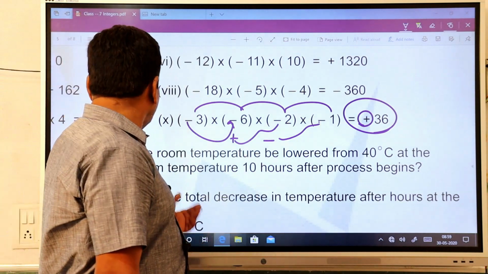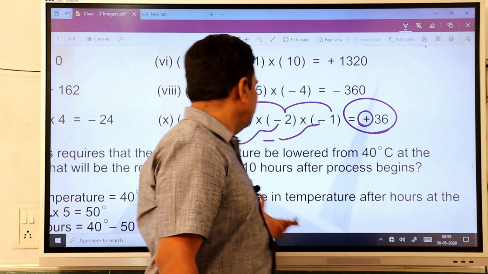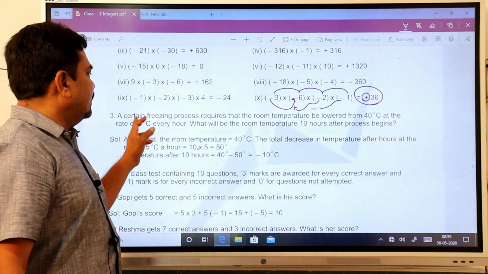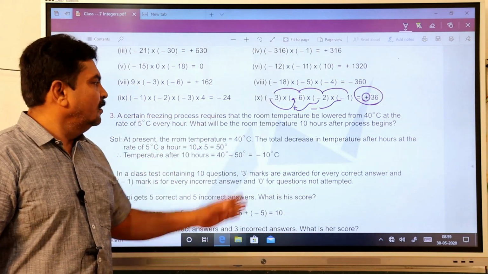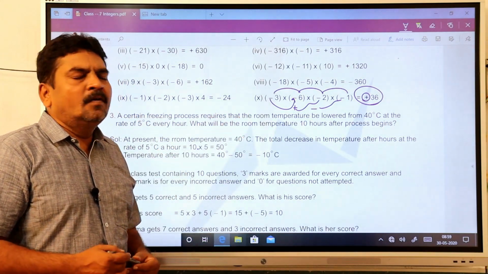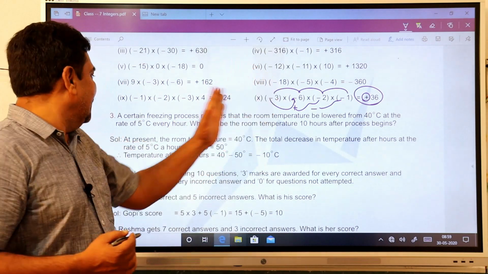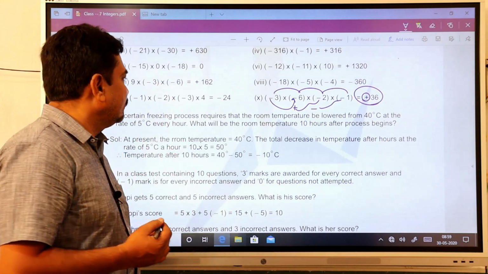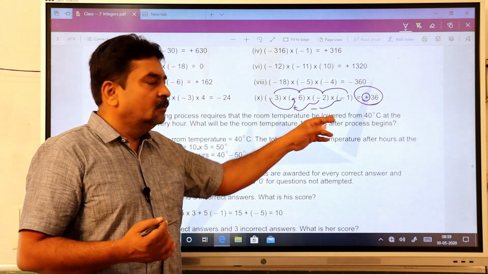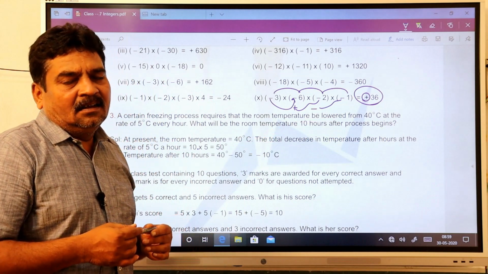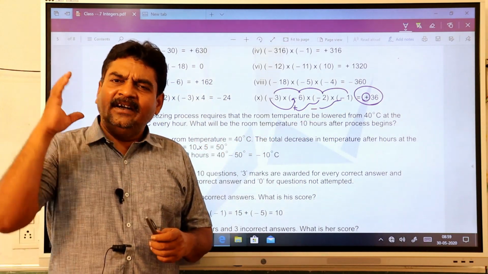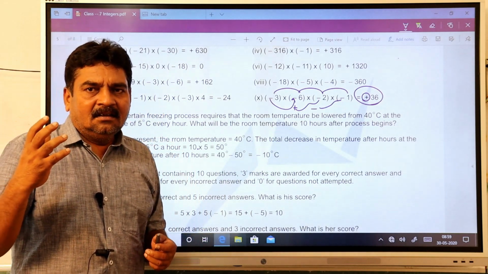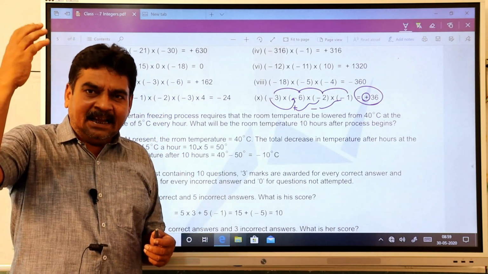Okay. Let us go to the problem here. The problem is: a certain freezing process required that the room temperature be lowered from 40 degrees centigrade at the rate of 5 degrees centigrade every hour. Lowered means decreasing. So the room temperature is 40 degrees centigrade, but it has to decrease 5 degrees every hour.